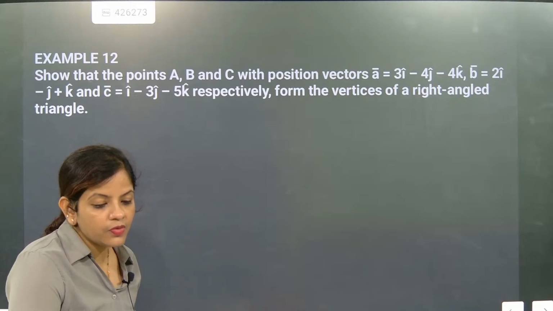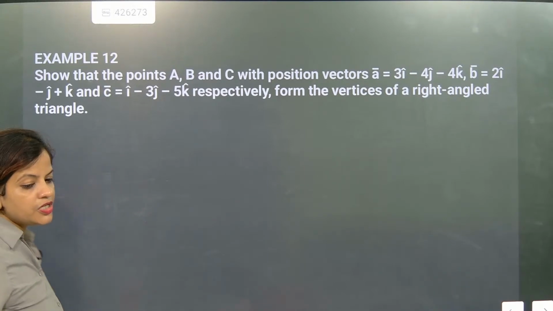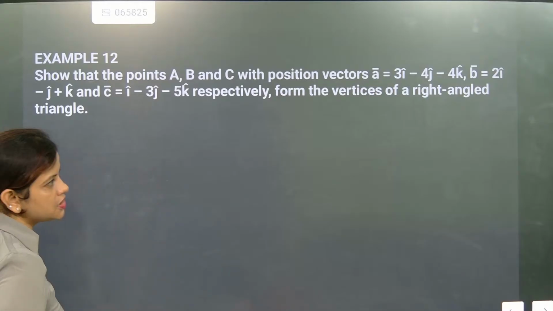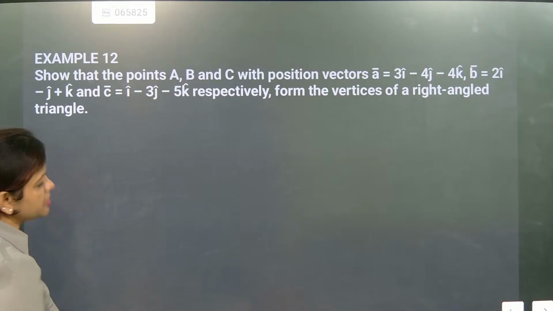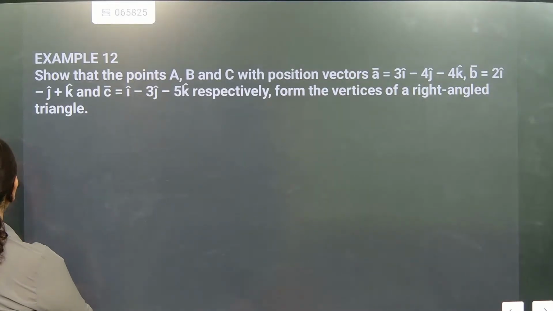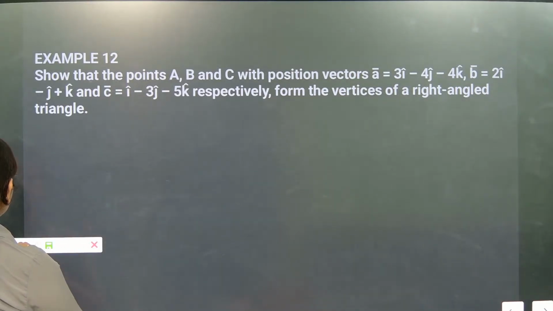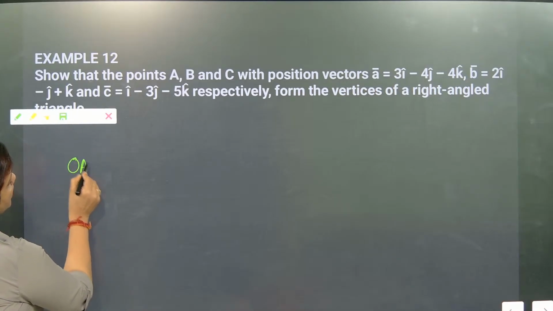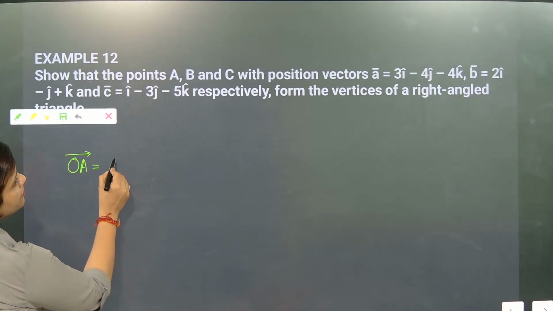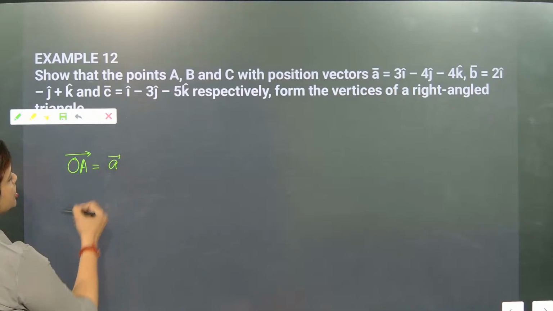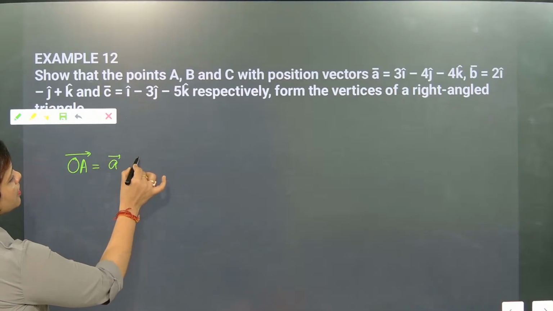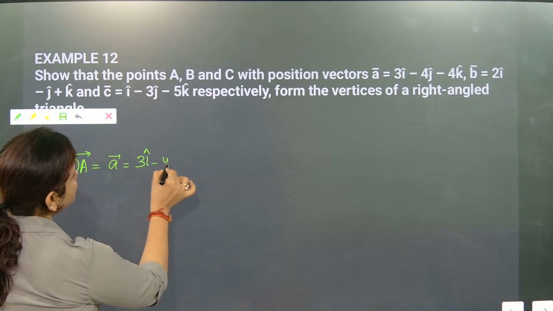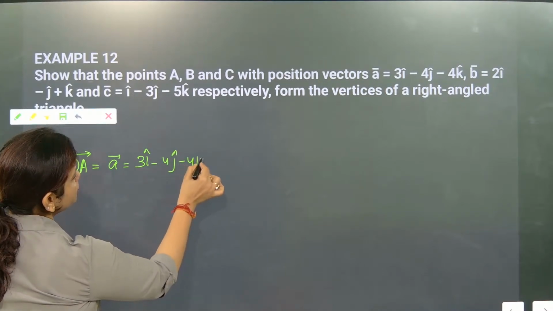Okay, beta, I'm only going to solve. Now look here: position vector A, vector B, vector C. We don't know what the vertices are, but it has been said that it is a right angle triangle. So take OA vector. OA vector is equal to what is given, beta? The position vector A. It is coming as 3i minus 4j minus 4k.